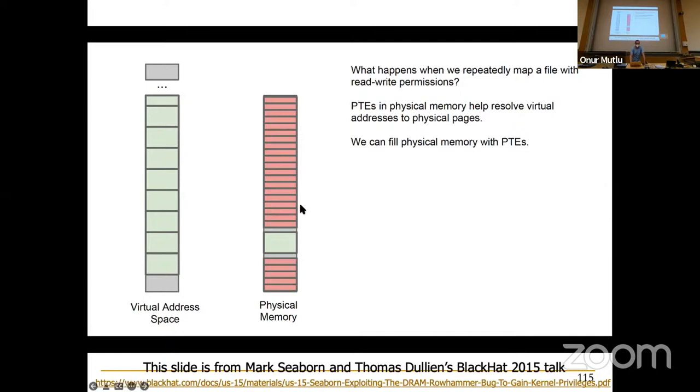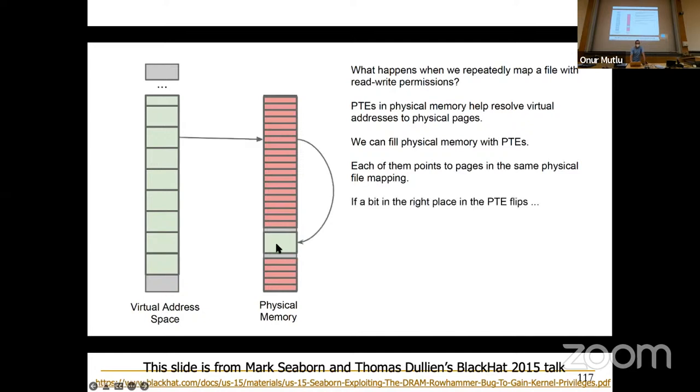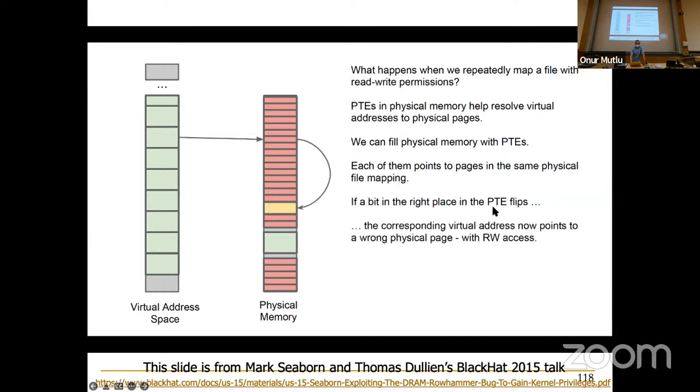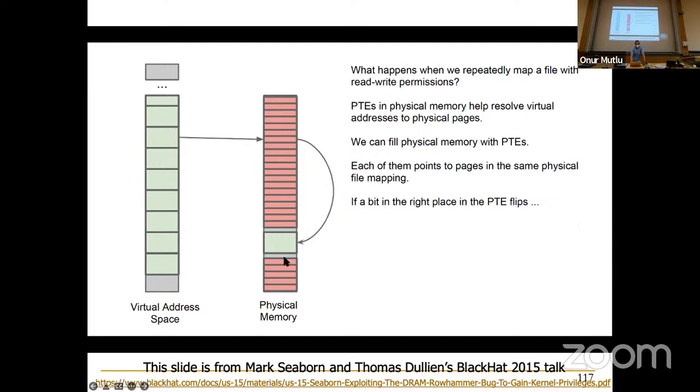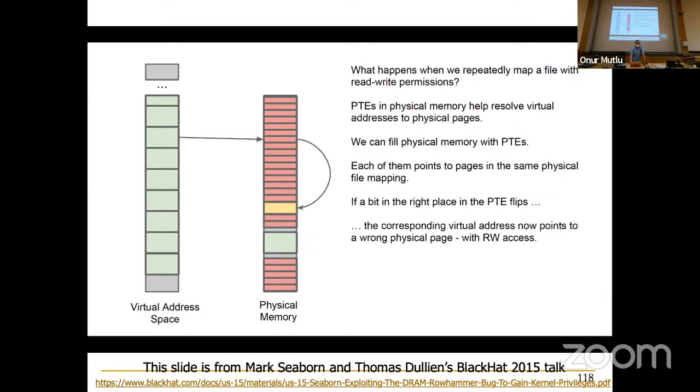That's what they do. Each of them points to pages in the same physical file mapping, which is this one. And if a bit in the right place in the PTE flips, the corresponding virtual address, which was originally pointing to the file because that's how the operating system securely mapped it, nice, no problem there. But if a bit flips, the corresponding virtual address now points to a wrong physical page with read-write access. And what is in that wrong physical page? A page table entry. Does that make sense? Now you have read-write permissions to your own page table entries.